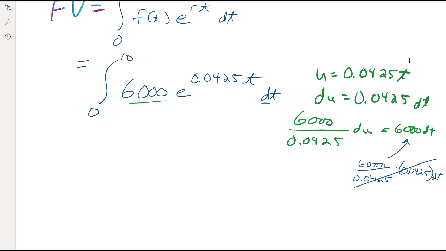All right, so let's perform that substitution in our integral. Let me get a different color here. So our integral, I'm going to drop my bounds right now because I'm about to switch over to u's. 0 to 10 is in terms of t, but we're about to be in terms of u. We're going to have e to the u, and then the 6,000 dt actually is 6,000 over 0.0425 du.